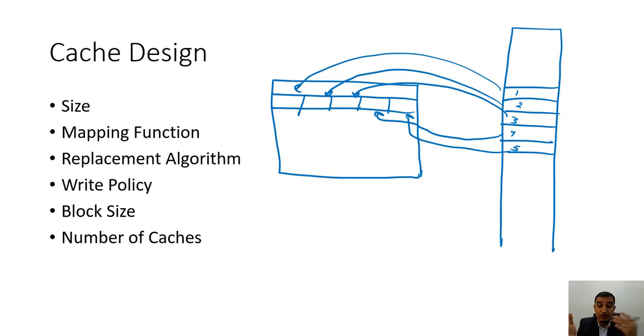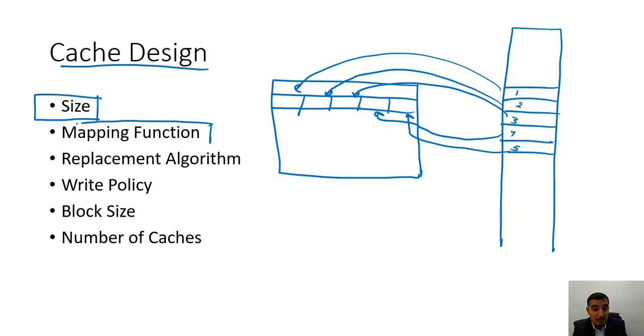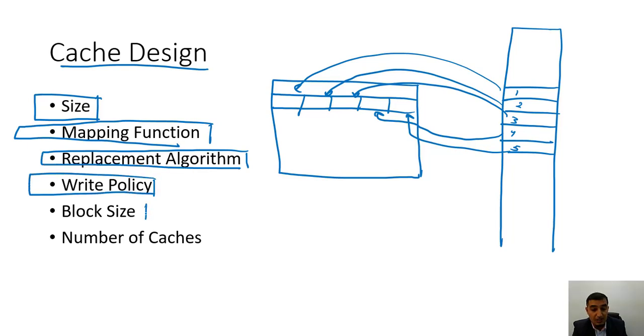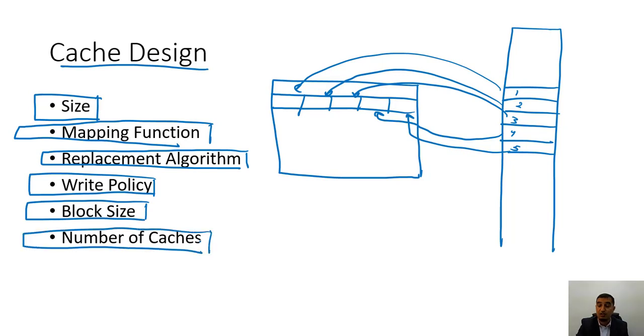Now, how do we deal with this? We are going to discuss it today. First, the cache design. We need to know the size of the cache. What is the mapping function? And what do we mean by mapping function? What is the replacement algorithm? What is the write policy? What is the block size? And how many caches do we have? Like in this computer, we have 3 caches, so we have 3 levels of cache.